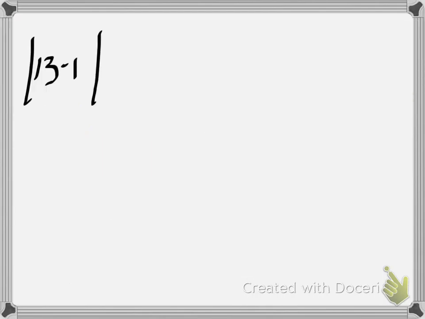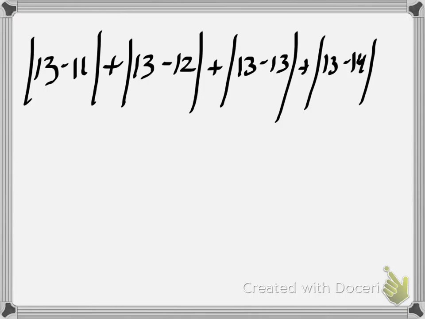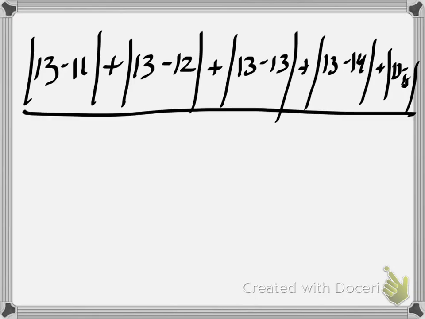So we're going to do 13 minus 11, plus the absolute value of 13 minus 12, and then 13 minus 13, and then 13 minus 14, and then 13 minus 15. So I'm going to squeeze that in there. So we're going to take all of that and then find the average again, which is dividing by 5.